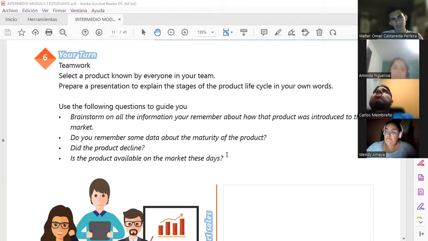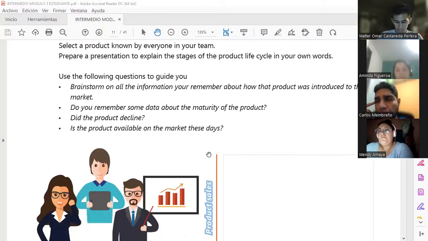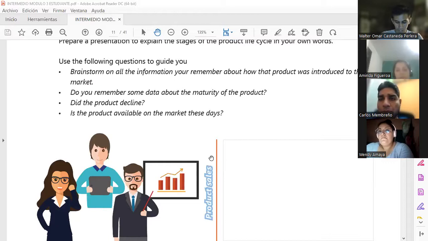Okay? So again, I will repeat the instructions. I will divide the class in groups, four breakout rooms. In every group, you are going to make a little presentation, right? And you are going to describe the four stages of the product, right? The four stages. What are the four stages? I will review the four stages. The four stages are the next.